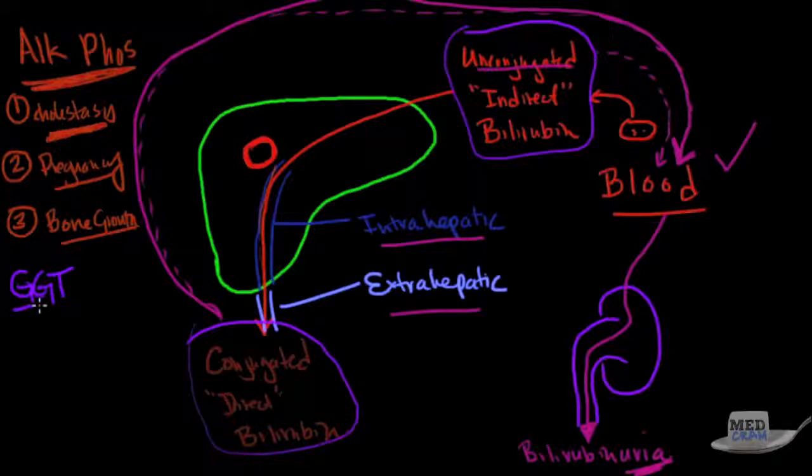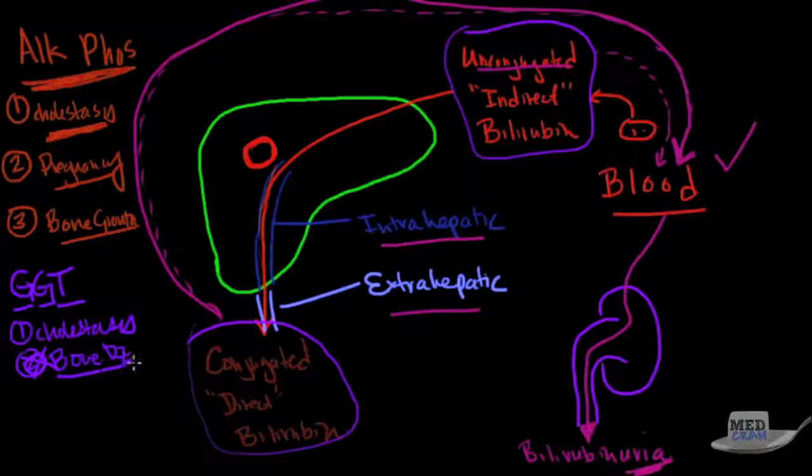otherwise known as gamma glutamyl transferase. Now, this is pretty good because you do see an increase in GGT in cholestasis, but you don't see it in bone disease. So I'll put a big X there. You do not see it in bone disease, just cholestasis.